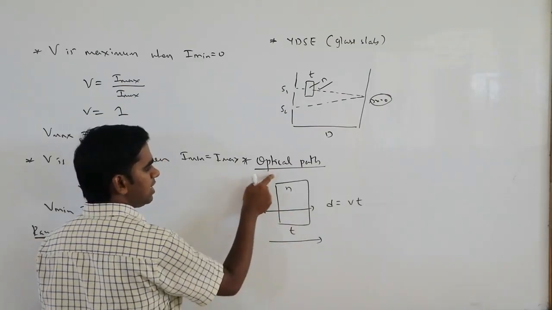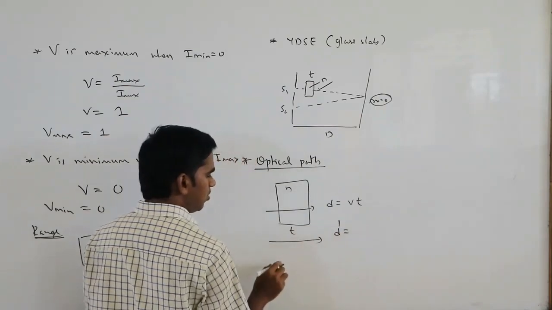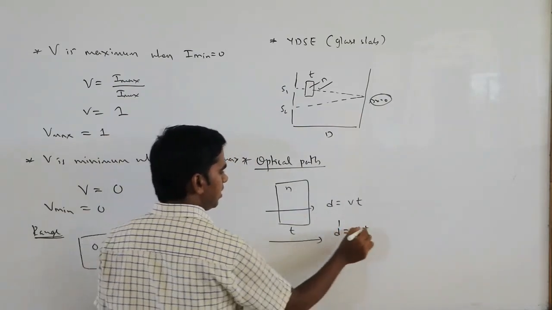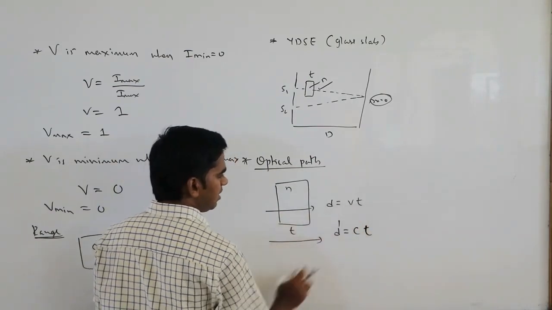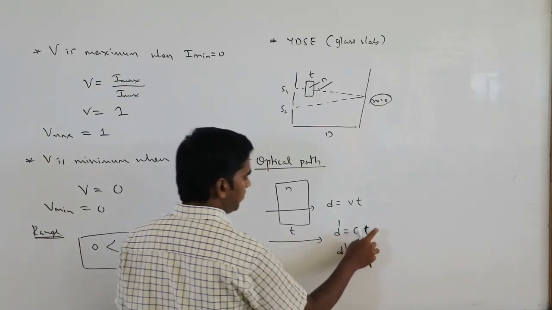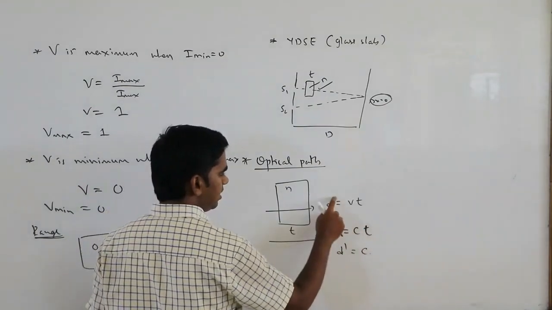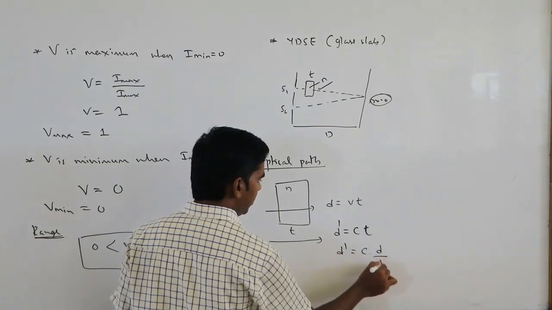That is what we call the optical path. So the distance outside will become c into t. That means the time is the same, but the velocity changes. Now d dash equals c into time, and you can write time as d divided by v.